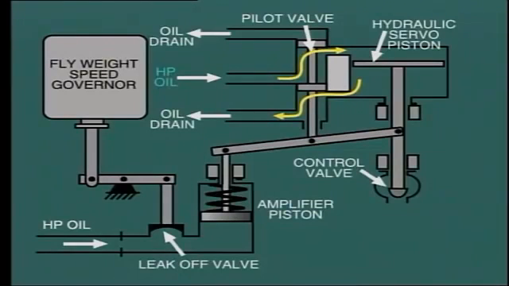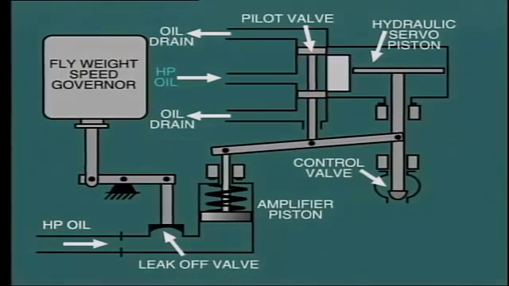At the same time, the pilot valve exposes the space below the piston to the oil drain and returns the oil to the tank. The high-pressure oil above the piston pushes it downward and consequently moves the control valve in the close direction. At the same time, it also moves the reset lever to bring the pilot valve back to neutral position and so prevents further movement of the control valve.